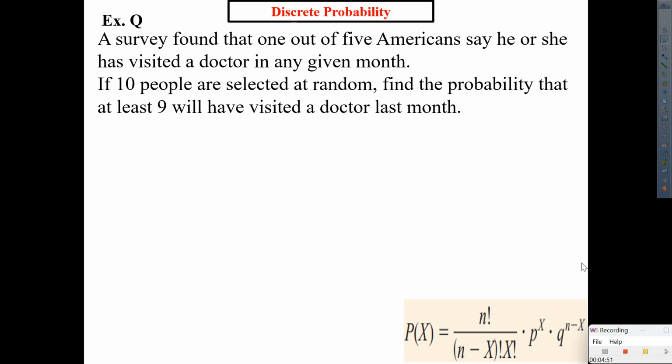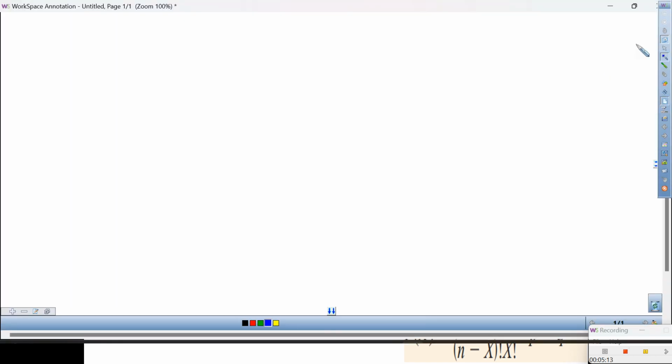All right, here we go. Let me pause the music. Once again, it reads: a survey found that 1 out of 5 Americans say he or she has visited a doctor in any given month. If 10 people are selected at random, find the probability that at least 9 people will have visited the doctor last month. Before I get into that, pencils down, look up to the screen.